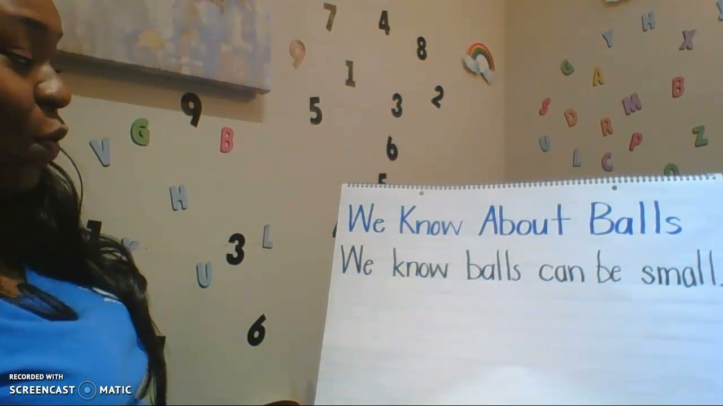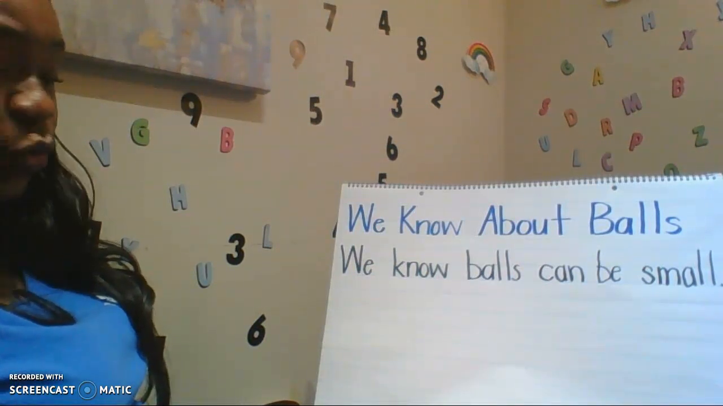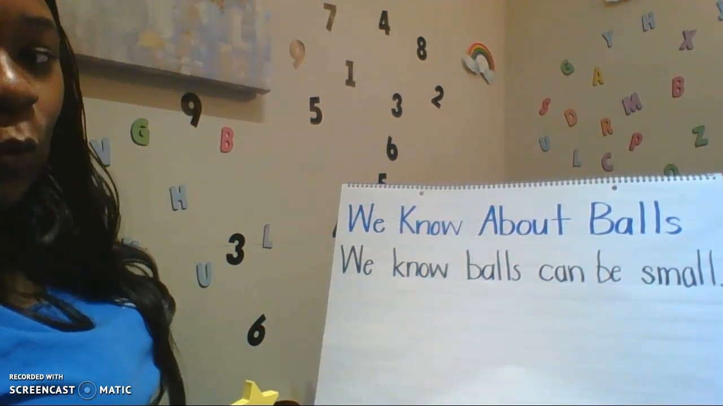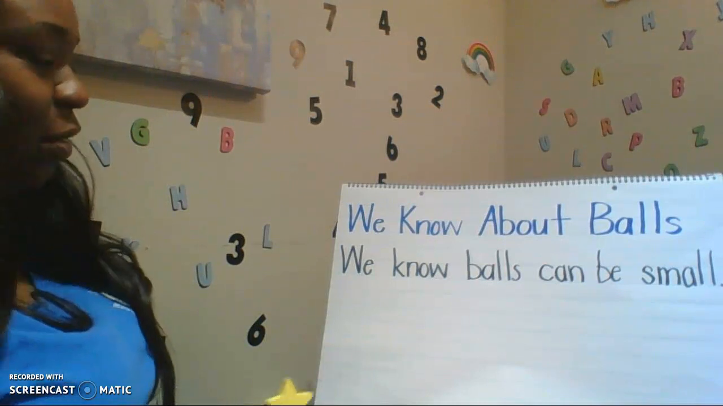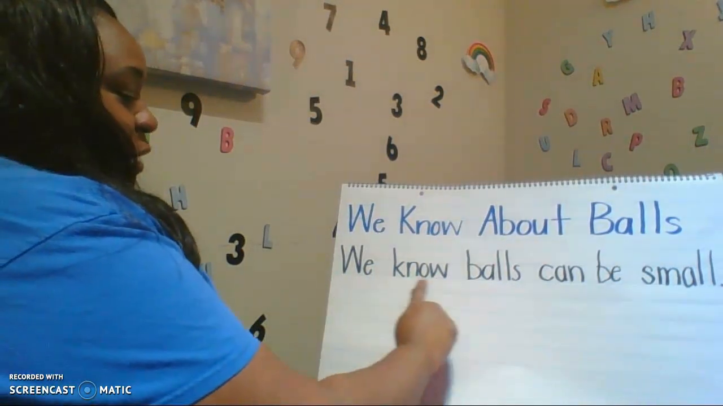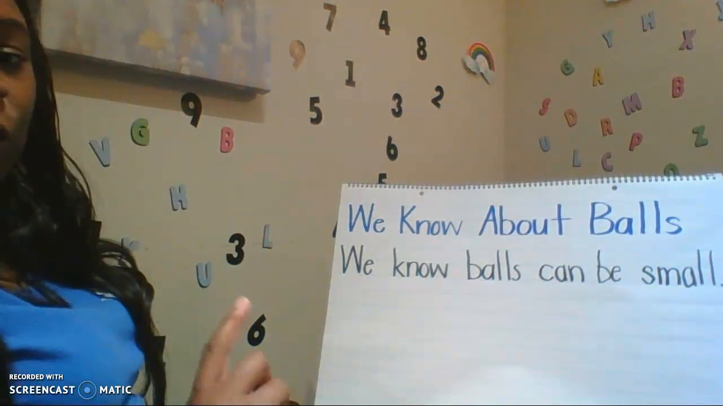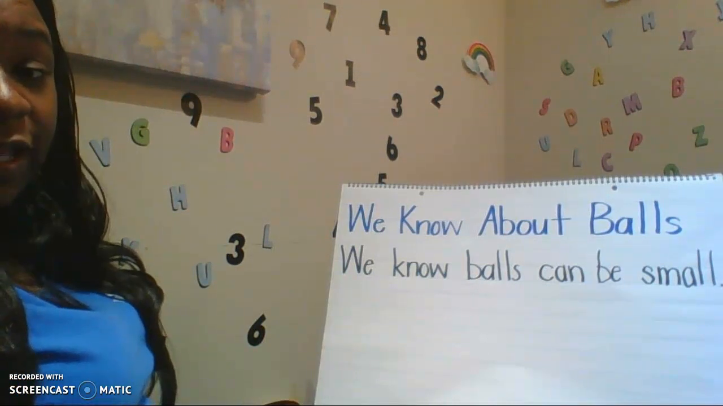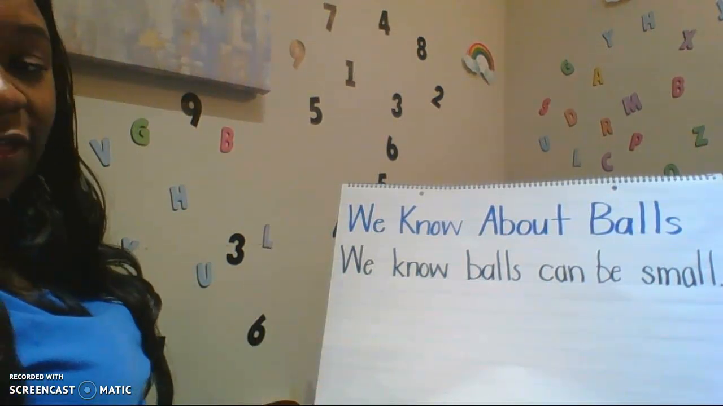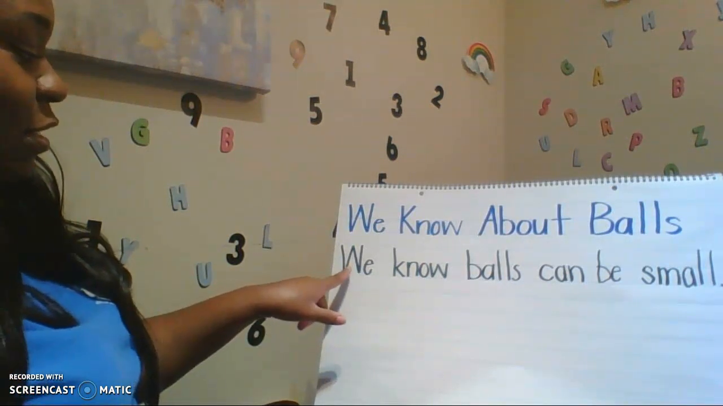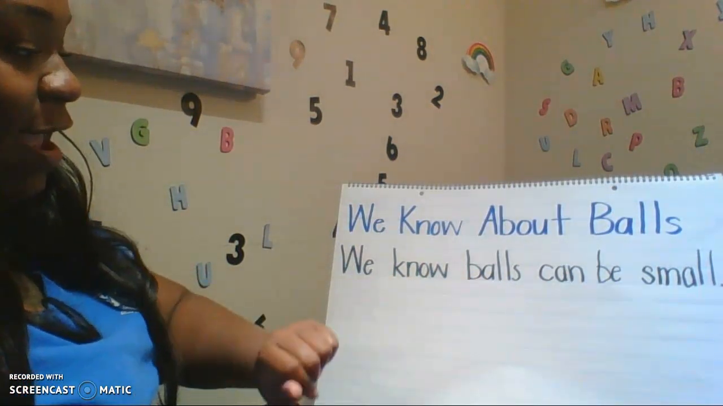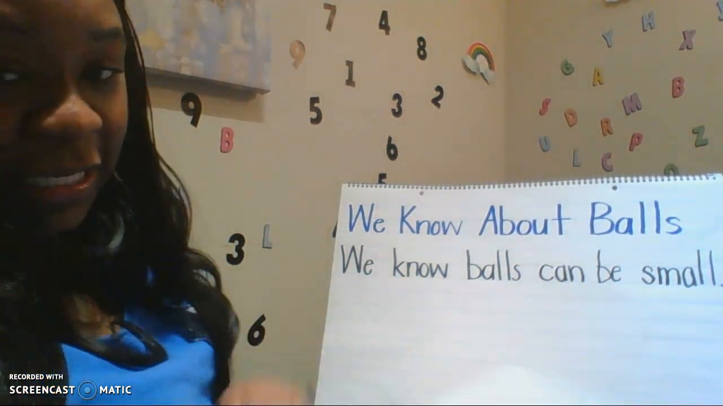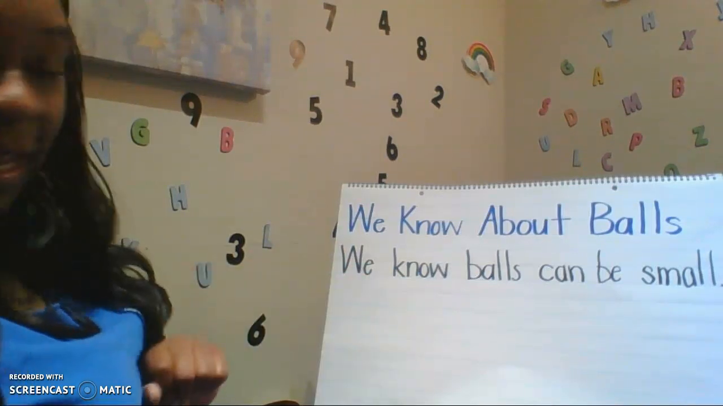Now we are going to read our sentences and we're going to touch each word as we read. But first, I'm going to show you where it says we know balls can be small. So look, this is where it says we know balls can be small. All of that sentence says we know balls can be small. And I also see some letters. So I see the letter W, I see the letter A, I see a letter N, I see a letter E. I know all of these letters. Can you name all of the letters here?